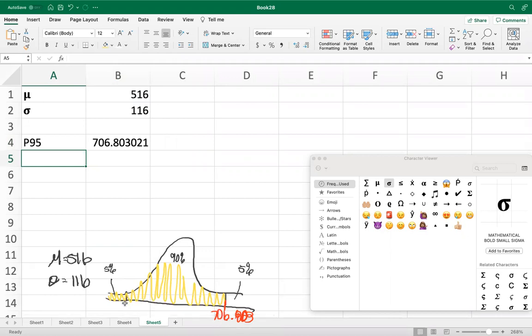Next, we're going to look at this percentile. So the 5th percentile, let's shade that region. 5th percentile, P sub 0.5.